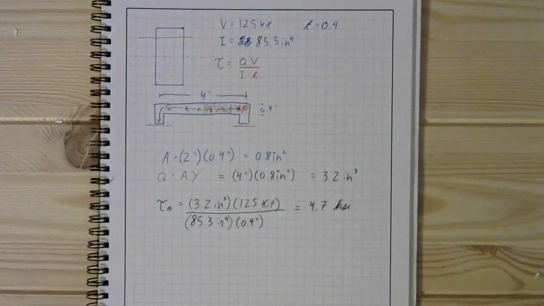Welcome to the video for the fourth problem on the second exam. In this one, we need to find the shear stress at a particular point in a thin-walled shape.